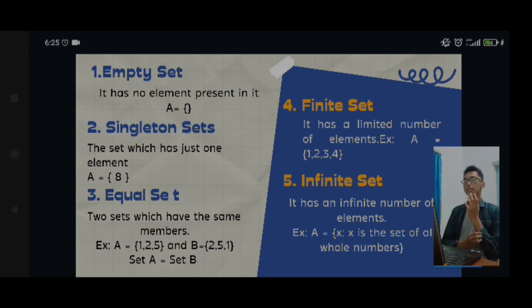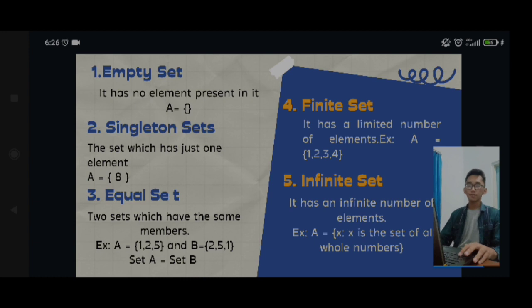The next is the infinite set. An infinite set is a set that has an infinite number of elements. For example, A is equal to X, the set of all whole numbers. We know that whole numbers are just integers, and integers have unlimited numbers inside of them. That's why we call it an infinite set.